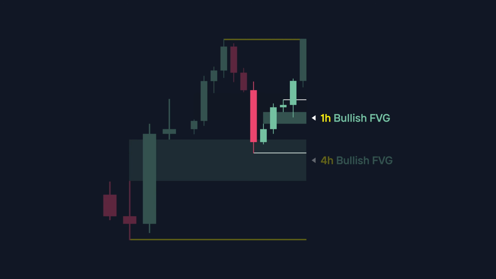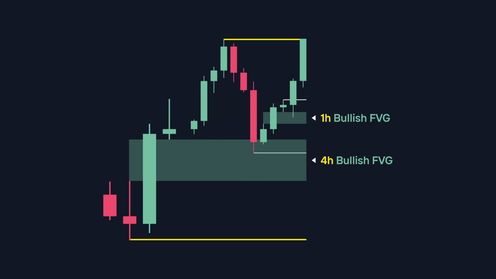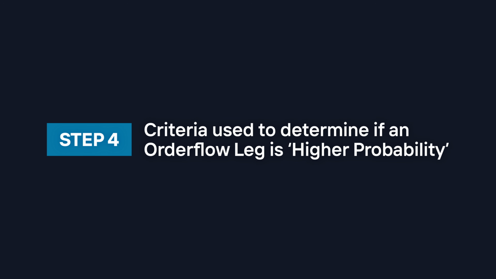So to sum this up, it's always considered a much higher probability setup to target a lower time frame order flow leg that was created as a result of a higher time frame fair value gap being respected, and then targeting the external range liquidity as a trade exit. And with this covered, we can now move on to the next step, which looks further into the different criteria we use to determine whether an order flow leg is high probability when it comes to trade setups.